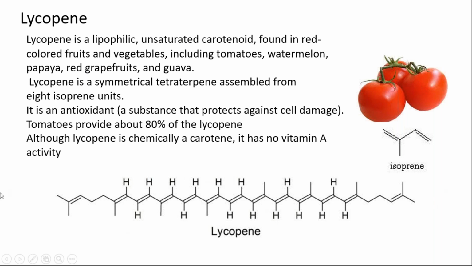This lycopene is a symmetrical tetraterpene made up of 8 isoprene units. On this side is given an isoprene unit, so you see it's made up of 8 isoprene units. However, although it has this isoprene or long lipophilic chain like beta carotene, lycopene has no vitamin A activity and it cannot be converted into vitamin A. It is very useful as an antioxidant, and lycopene is also a very well-known nutraceutical.